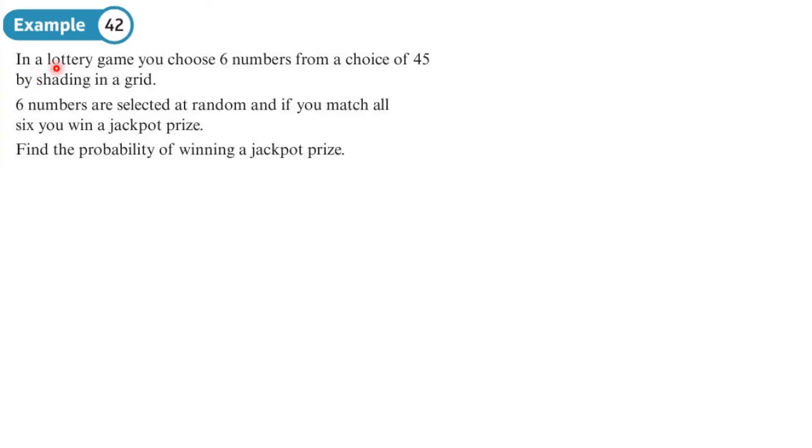Okay, so in a lottery game, you choose 6 numbers from a choice of 45 by shading in a grid. So I'm guessing N is going to be 45 and we're choosing 6, so that's my R. 6 numbers are selected at random, and if you match all 6 you win a jackpot prize. Find the probability of winning a jackpot prize.